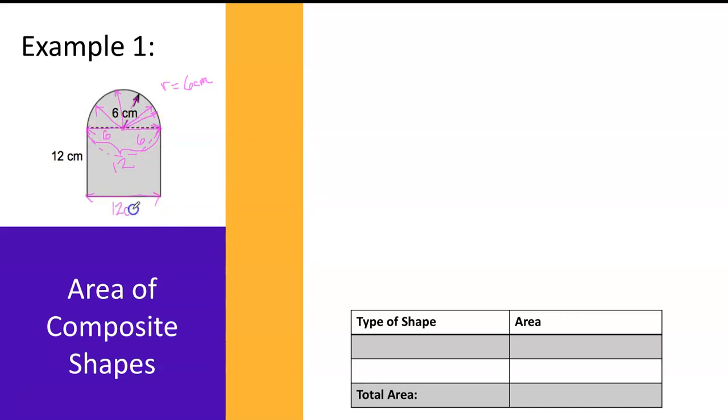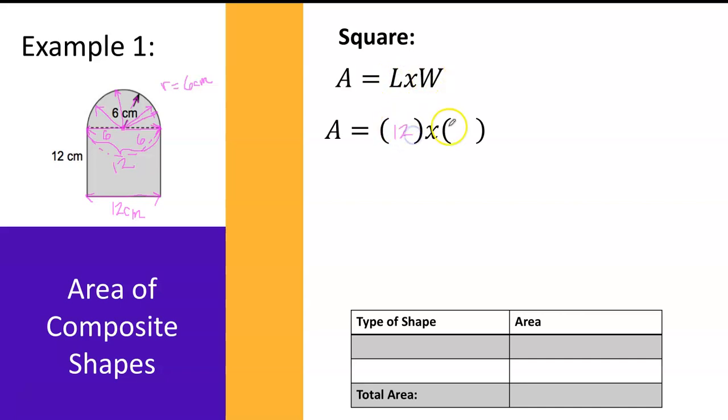So I was wrong. I thought it was just a plain rectangle. It's actually a special type of rectangle. It's a square because every side length is equal to the same length. So now I'm going to find the area of the square. We use the rectangle formula for the square as well, length times width. The length was 12 and the width was 12 for this square. I multiply those together and I get 144 centimeters squared for the area of the square.